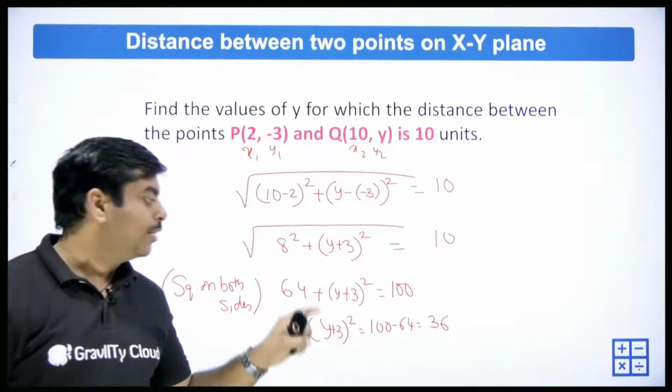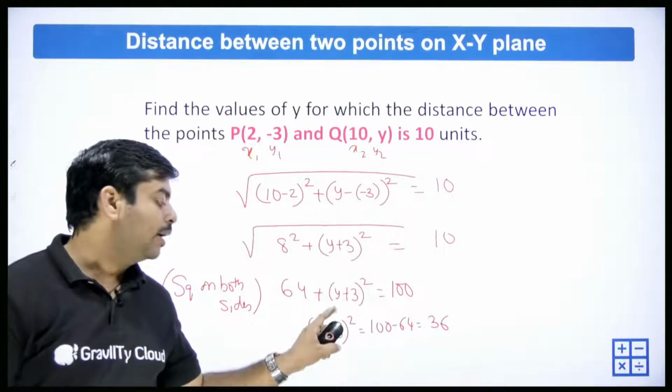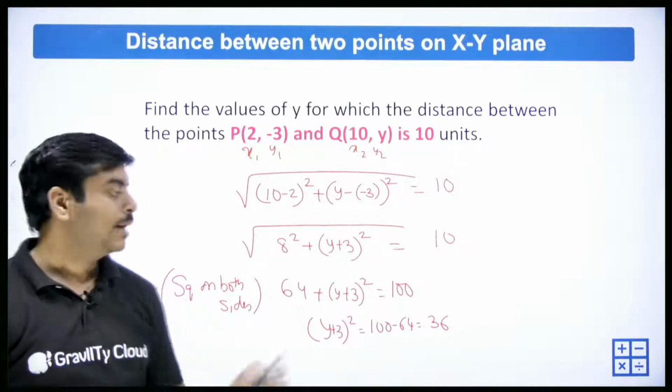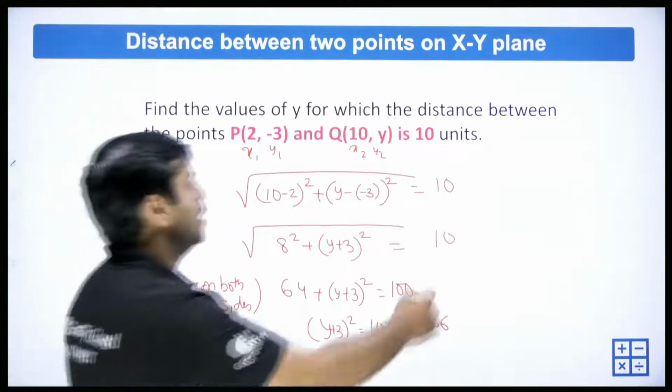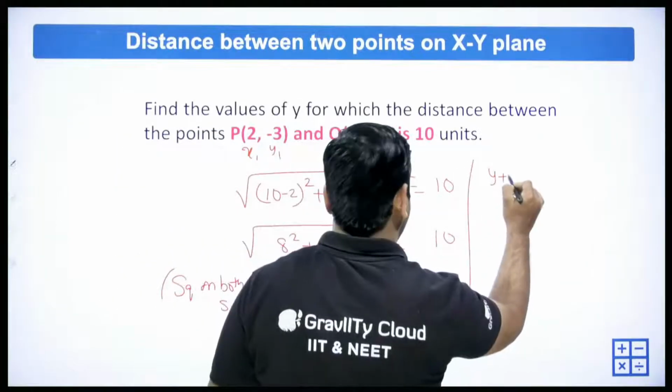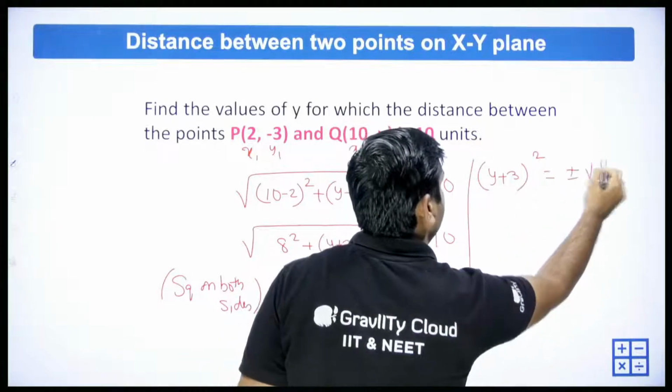One important thing, when you try to remove square, you need to keep plus or minus. When you remove square, you need to keep a plus or minus. So y plus 3 whole square. Okay, just a minute. Let me write that once again. Yeah. So y plus 3 whole square is equal to root 36 plus or minus root 36.